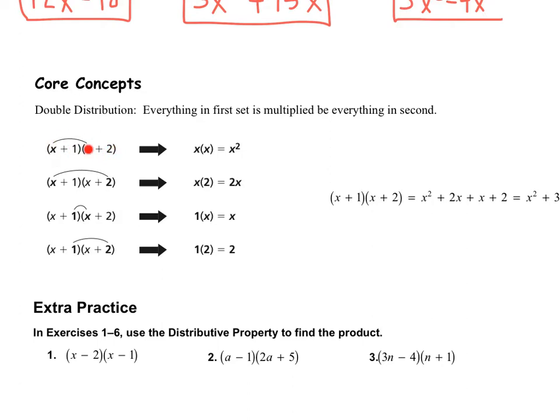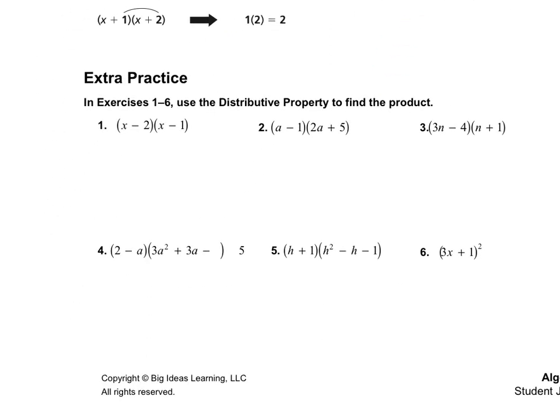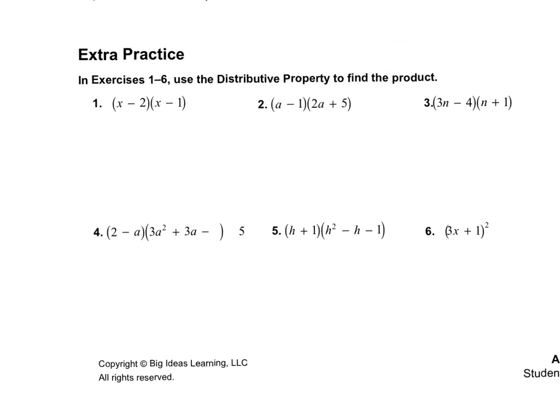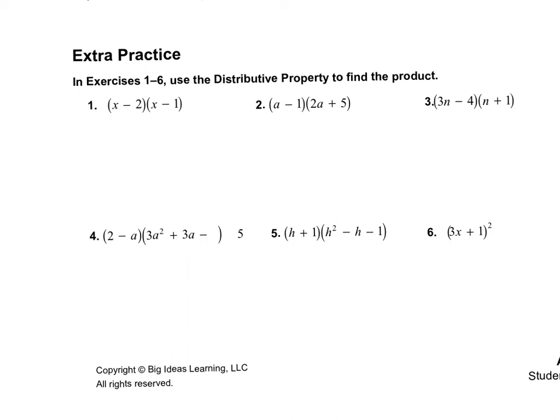So x times x, x times 2, and then 1 times x, 1 times 2. So this is what we should see. We should see x times both of those and 1 times both of those. That's where we get our 1, 2, 3, 4 terms there. Once we're done multiplying, then we combine like terms for our final answer. Okay? All right, so let's do 3 problems down below, and then I'll have you pause the video and do the other 3. Okay? So let's look at 1 together.